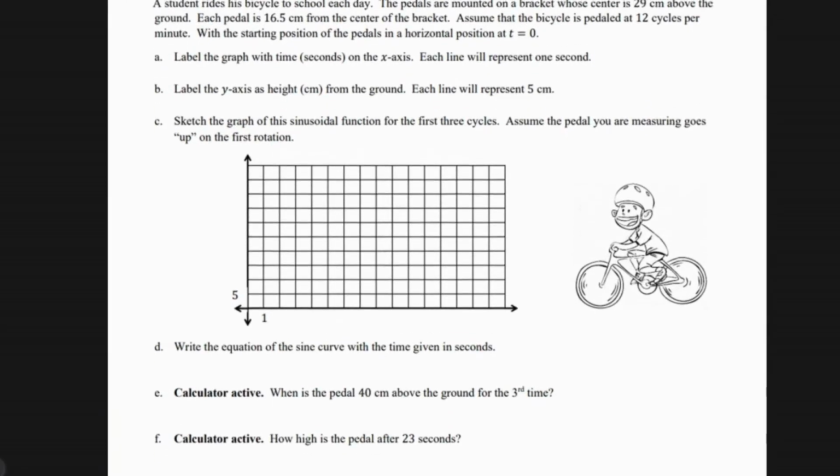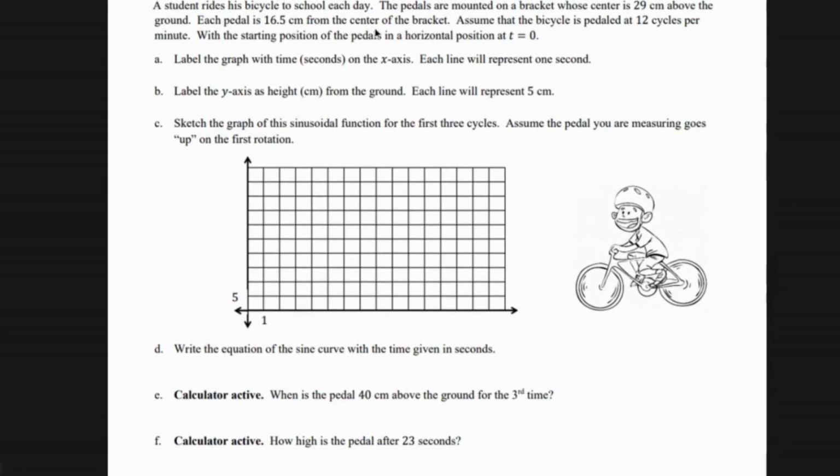Okay. A student rides his bicycle to school each day. The pedals are mounted on the bracket whose center is 29 centimeters above the ground. Each pedal is 16.5 centimeters from the center of the bracket.